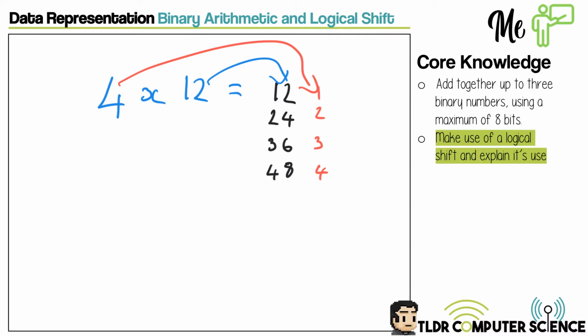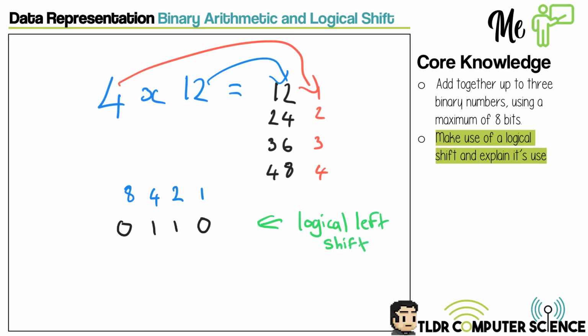Now, the better way is this. There's a concept of something called shifts. So I'm going to write in a nibble here, 0, 1, 1, 0. That's a nibble. I'm just going to title it 1, 2, 4, 8. And I'm going to do what's called a logical left shift. And let's say it's by 1. Okay, what's that going to do? Here's what it's going to do.